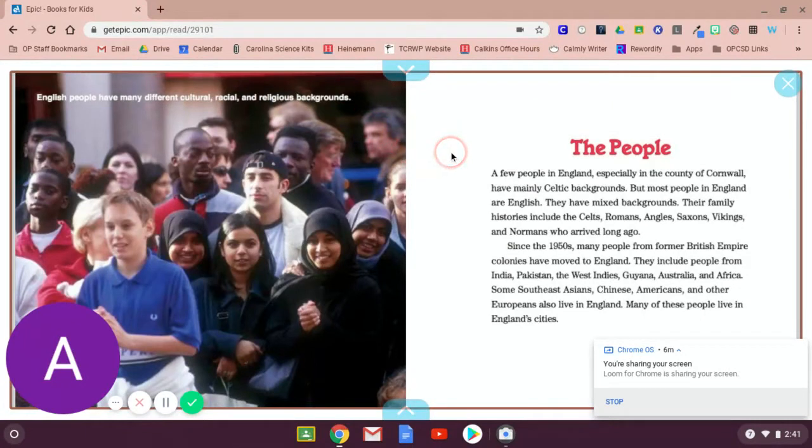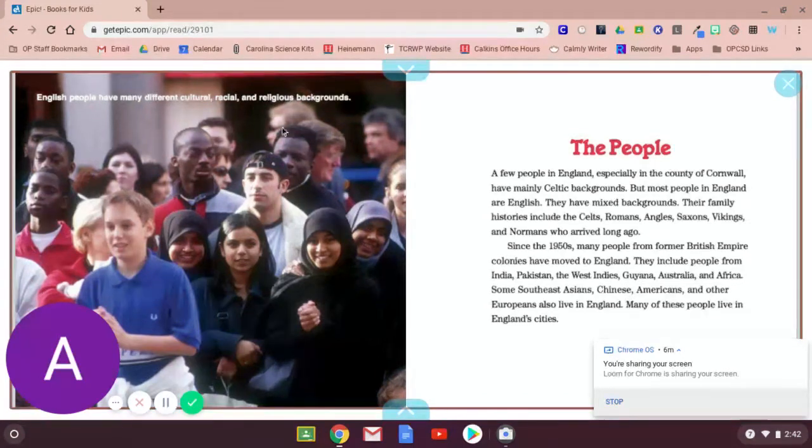Okay, so the people. A few people in England, especially in the country of Cornwall, have mainly Celtic backgrounds, but most people in England are English. They have mixed backgrounds. Their family histories include the Celts, Romans, Angles, Saxons, Vikings, and Normans who arrived long ago. Since the 1950s, many people from former British Empire colonies have moved to England. They include people from India, Pakistan, the West Indies, Guyana, Australia, and Africa. Some Southeast Asians, Chinese, Americans, and other Europeans also live in England. Many of these people live in England's cities. That's a lot of different types of people.